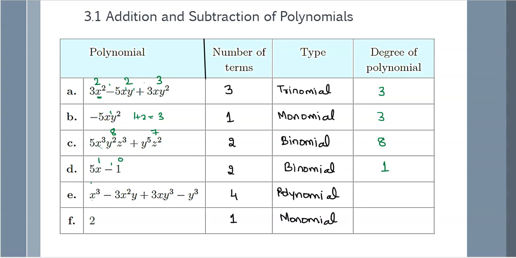Let's check here. The degree of the first term is 3. Here also 3 because 2 plus 1. Here 1 plus 3 which is 4, and 3. What is the maximum number? 4. That gives you the degree. Here there are no variables. You can see it as x power 0, so the power is 0. So the degree of the polynomial is 0. Remember, we always take the maximum number as the degree. Here 1, so we have taken 1. Here 4. Here only 0.